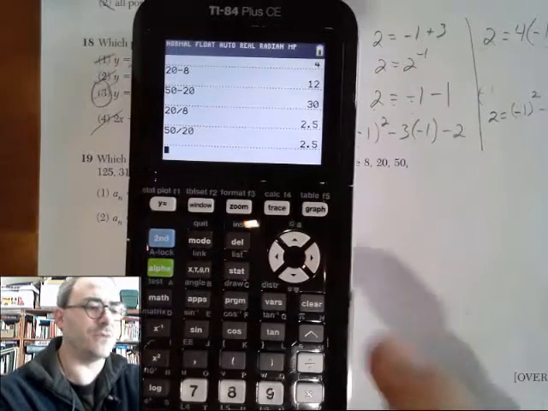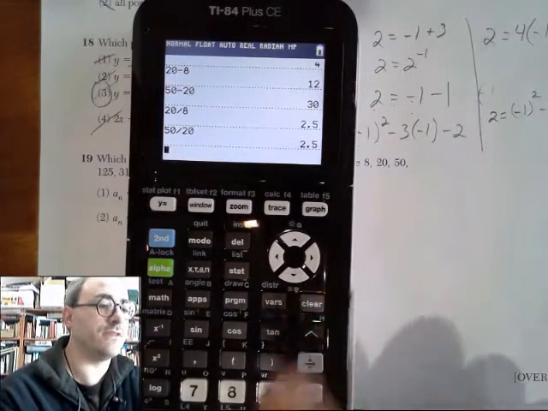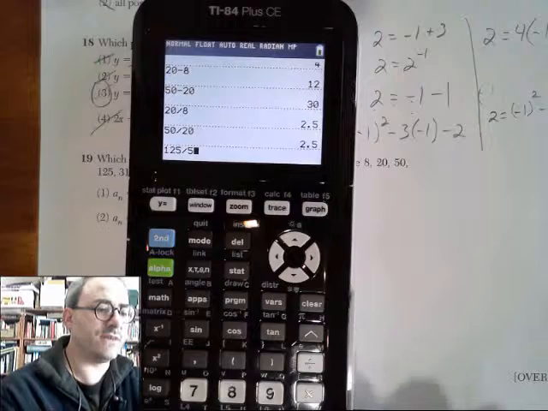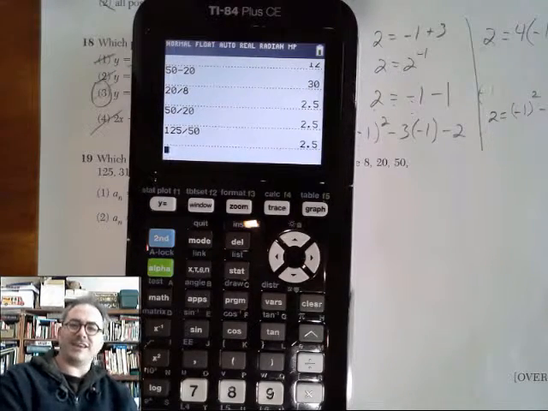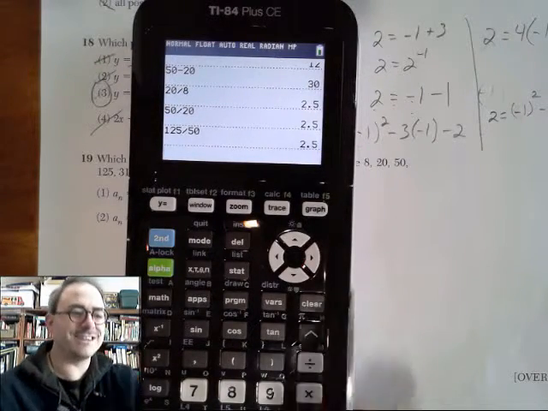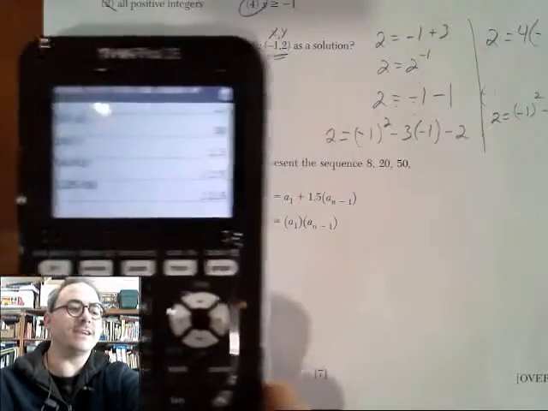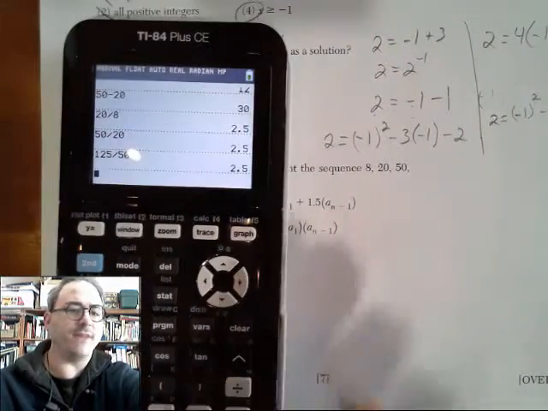What's 125 divided by 50? Oh, 2.5 again. Oh, okay. So let me test this theory. My theory is that this is being multiplied by 2.5.